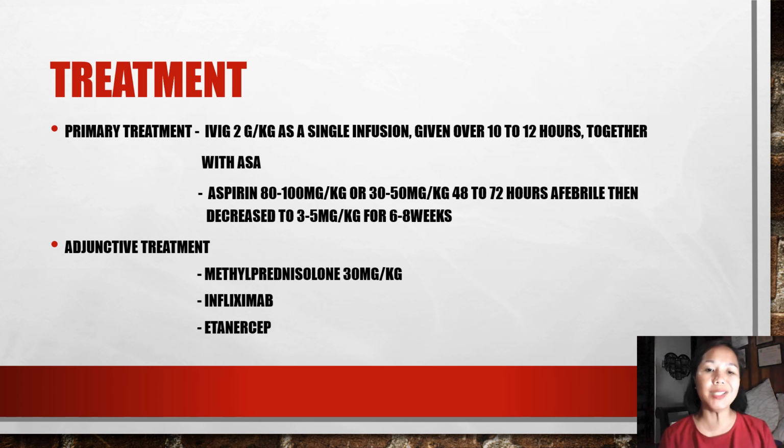Primary treatment for Kawasaki disease is giving IVIG 2 gram per kilogram as a single infusion over 10 to 12 hours, together with aspirin 80 to 100 milligram per kilogram or 30 to 50 milligram per kilogram, and decreased to 3 to 5 milligram per kilogram after 48 to 72 hours of being afebrile. And this low dose is given for 6 to 8 weeks. Other adjunctive treatments for Kawasaki disease are methylprednisolone, infliximab, and etanercept.